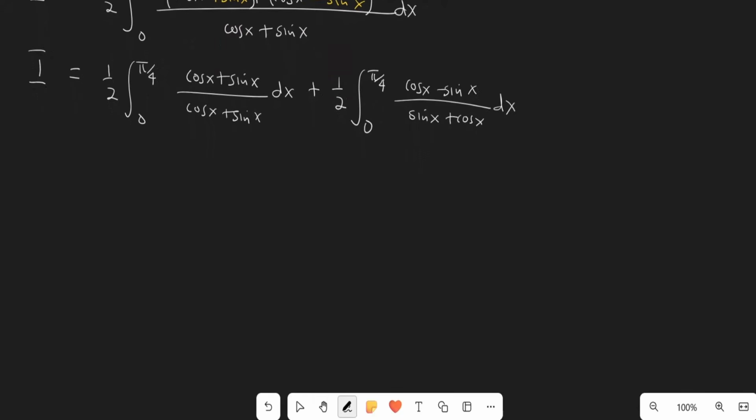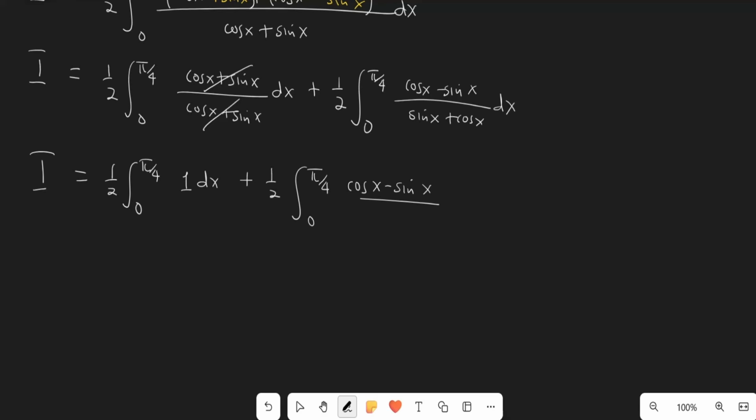And now you see that in the first one, the numerator and denominator are the same, so they'll just cancel out beautifully. And you have 1/2 the integral from 0 to pi over 4 of 1 dx, plus 1/2 the integral from 0 to pi over 4 of the cosine of x minus the sine of x, divided by the sine of x plus the cosine of x, dx.